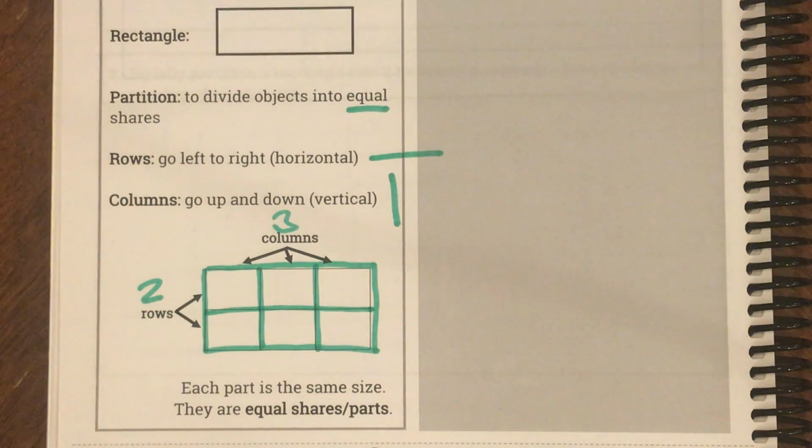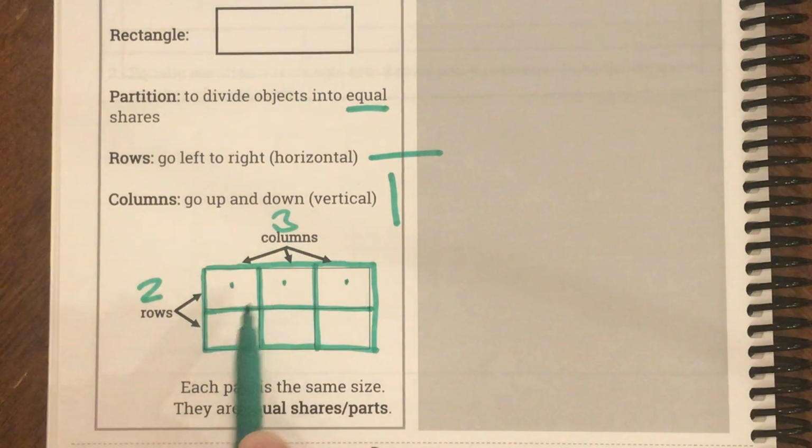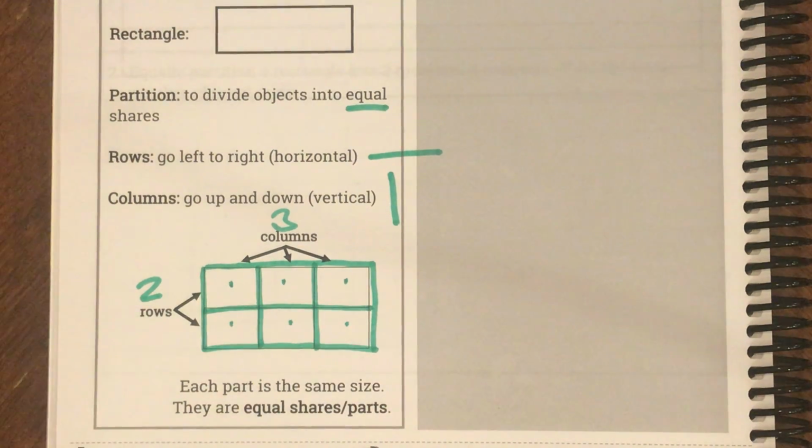So don't get confused between how many lines you have to draw and how many rows or columns you're trying to make. Okay, it says each part is the same size. They are equal shares or parts. So how many parts is this? 1, 2, 3, 4, 5, 6. 6 equal shares or parts. Okay, I'm going to get started on my first problem.